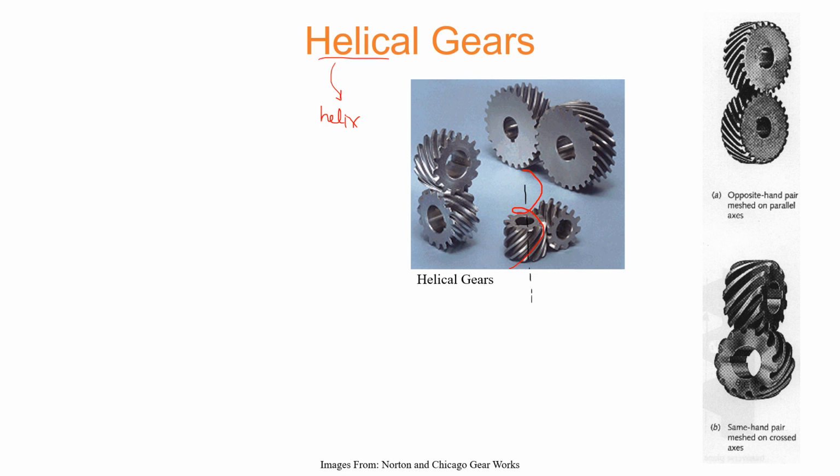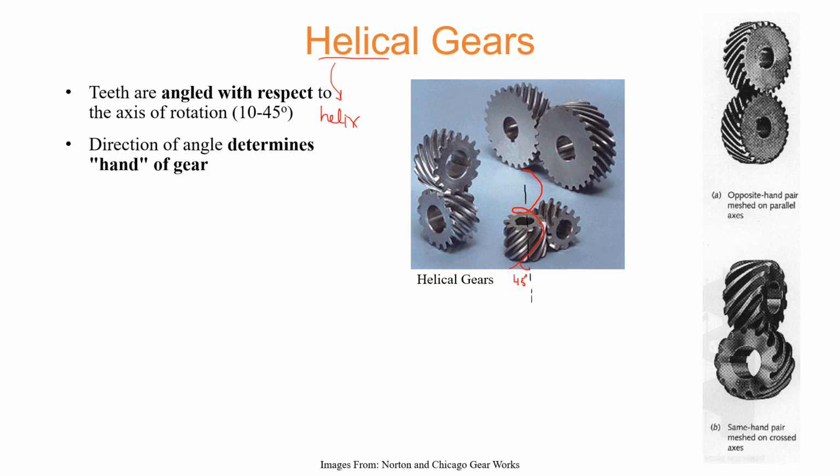And obviously you can see that there is some sort of angle associated with this helix. For example, this can possibly be 45 degrees, and sometimes it is going to be a bit of a different angle as well. So the angle of the helix is possibly what is going to change the nature of these helical gears.